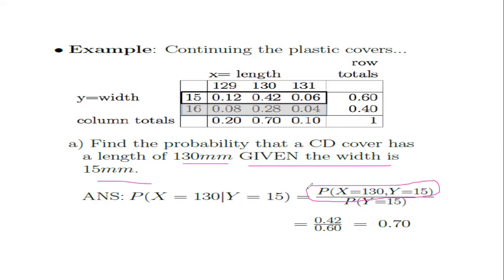I am asking you what is the probability that the length is 130 given that the width of the CD cover is 15. So first I find out what the joint is in this case. What is the joint of 130 and 15? It is 0.42, divided by the marginal for 15, which is 0.6. So the probability is 70%. The conditional probability is 70%.